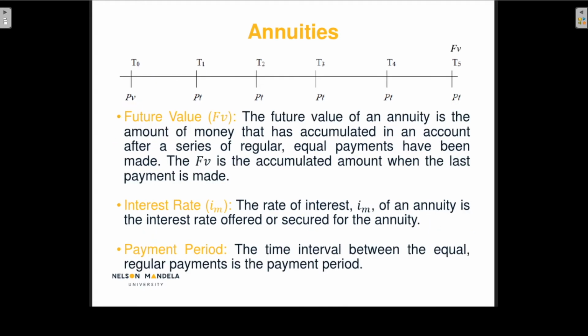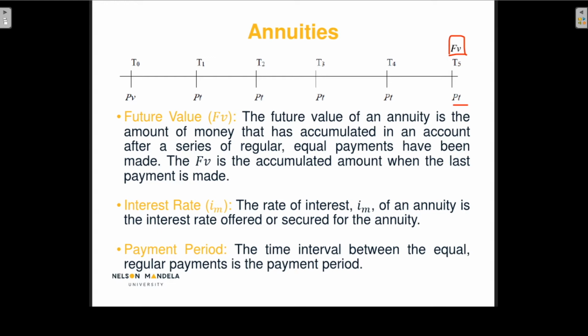The future value of an annuity is the amount of money that has accumulated in an account after a series of regular equal payments have been made. So the future value is the accumulated amount when the last payment is made. For example, if you make monthly contributions to a retirement fund, then the future value will be the amount that this retirement fund has accumulated to.